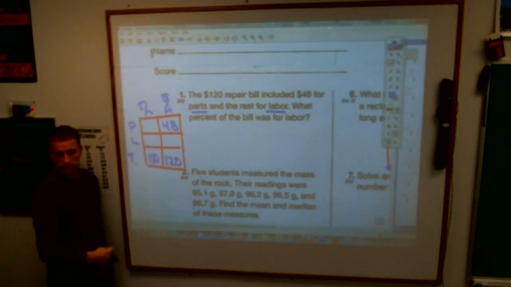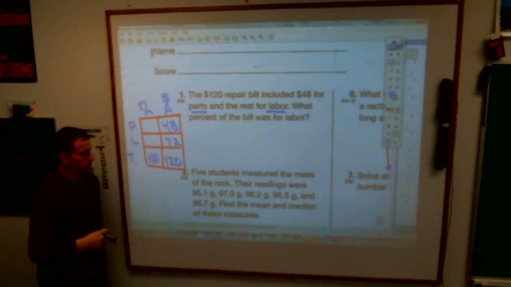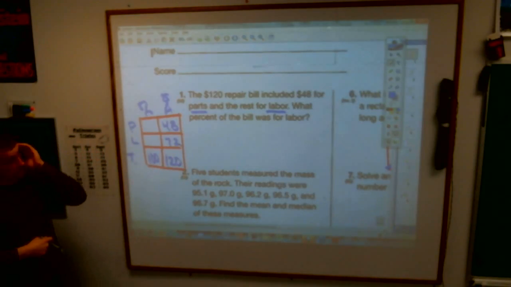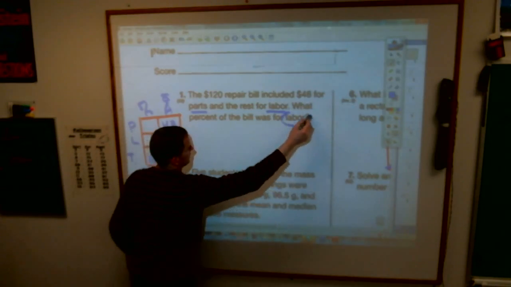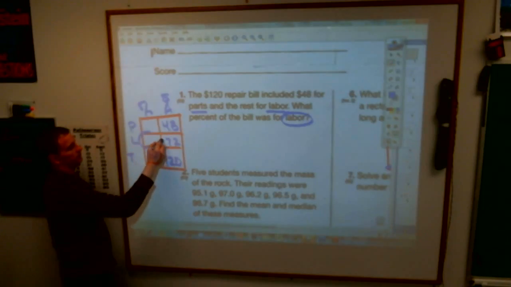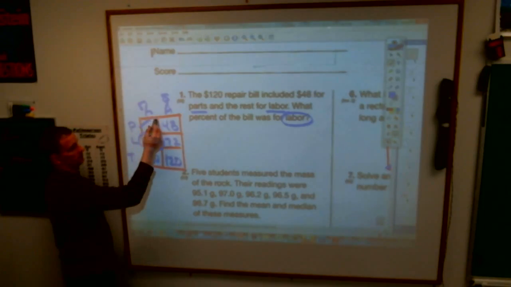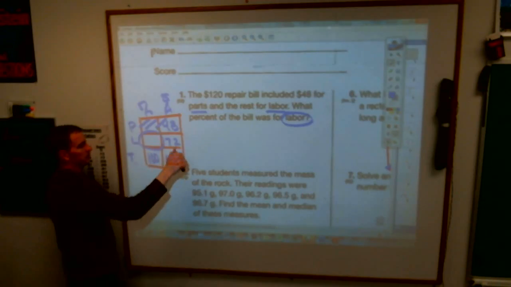120 minus 48? Jaden? 72. Okay, that's all just subtraction. So they just want what the percent for labor is. So this is the box you're looking for, percent for labor. Don't need the parts part. You just make equal fractions with this.